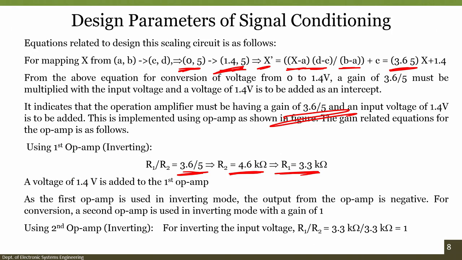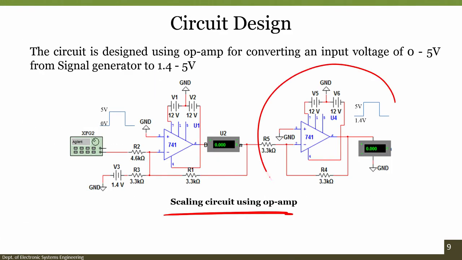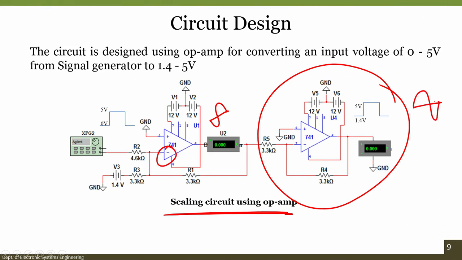And as the first op amp is used in inverting mode, the output from the op amp is negative. For conversion, the second op amp is used in inverting mode with a gain of 1. This op amp has a gain of 1 and is just there to convert the input signal which is out of phase to in phase. The output phase would be shifted because of the inverting op amp, and here again if you use an inverting op amp, the phase would be shifted back, which is similar to the phase of the input signal.